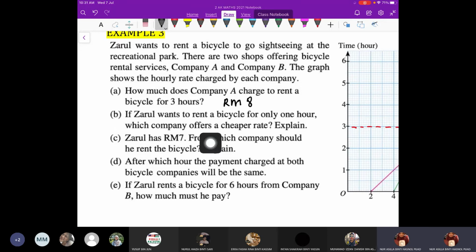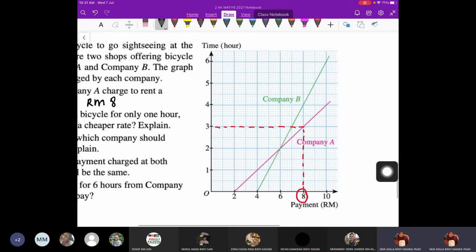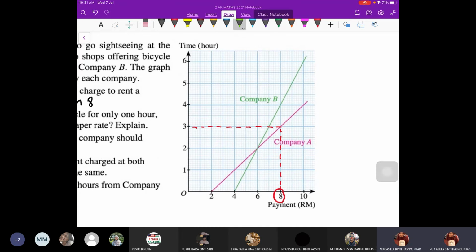Okay, B. If Zarul wants to rent a bicycle for only 1 hour, dia nak 1 jam je. So, which company offers a cheaper rate? And then you kena explain. 1 jam, jadi buatlah garisan di y-axis 1. So, buatkan untuk company A dan company B. So, jadi kita tengok company A, kita kena bayar RM4. Company B kena bayar RM5. Jadi, which one is cheaper? It is company A.